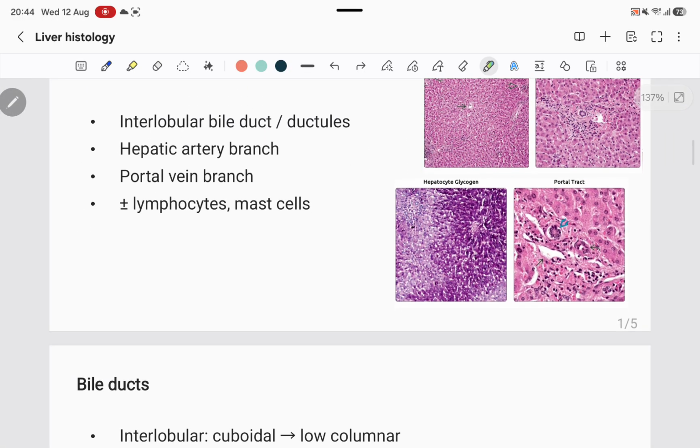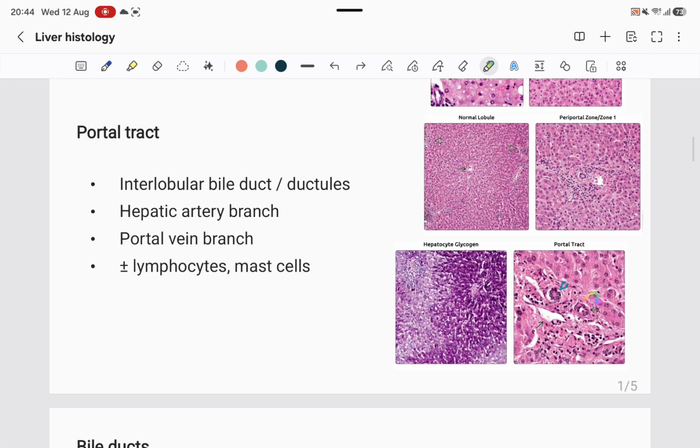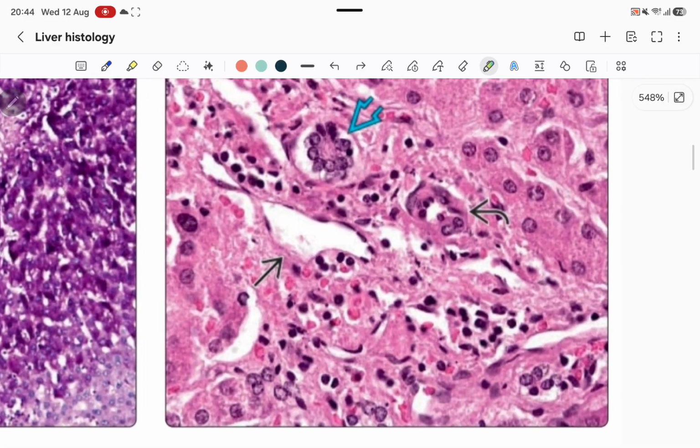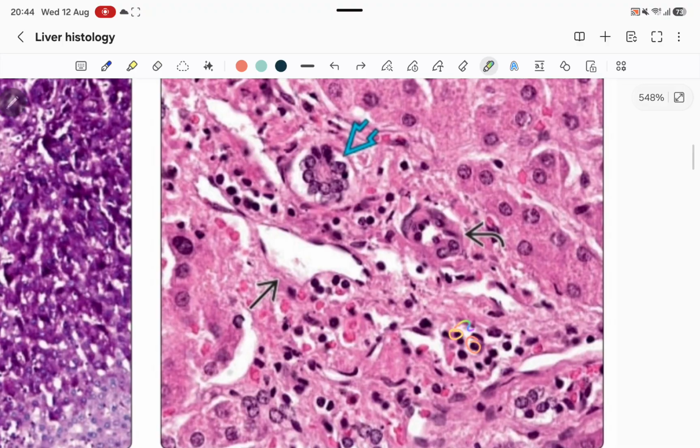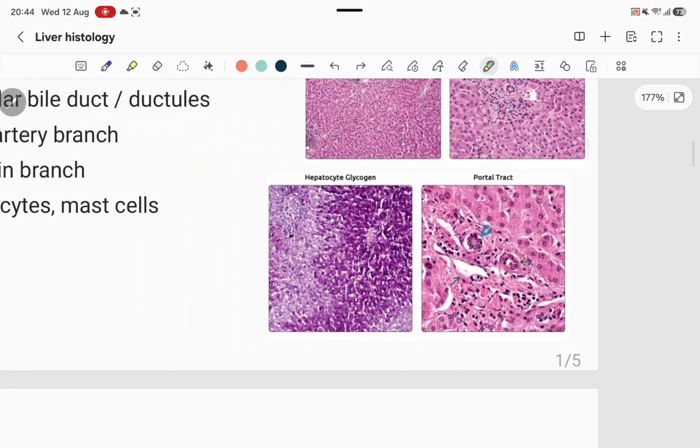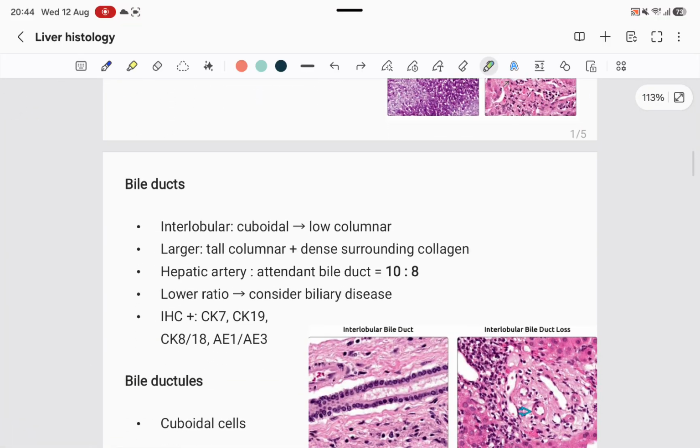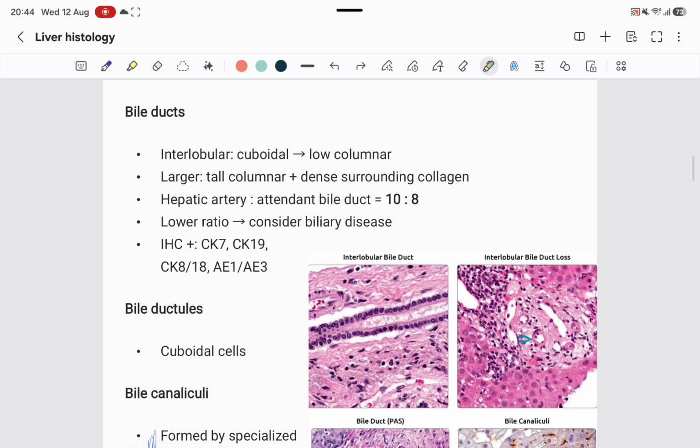Other than that, in the portal tract around it you can find lymphocytes and mast cells. I think here you can see so many lymphocytes. Mast cells are not really easy to see for me, so I'm not sure, but they are basophilic if I understand correctly. Okay, next we've got the bile ducts.